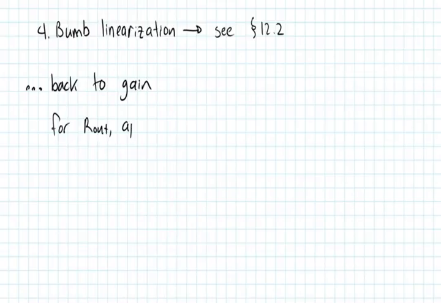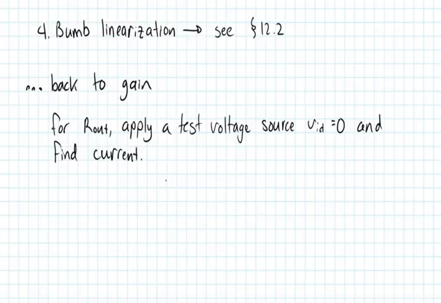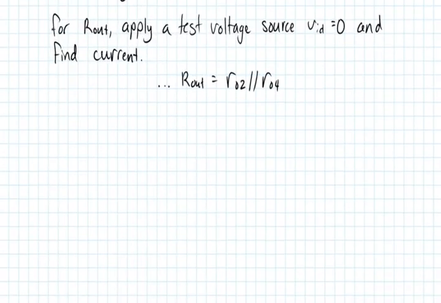Okay, so for our R out, what we need to do is apply a test voltage. We calculate R out in the usual way. We apply a test voltage source when we short the other sources in the circuit to 0 and find the resulting current. Well, it turns out we can go ahead and do that. I'm going to skip the steps. It turns out that it's a fairly simple expression. R out is basically equal to RO2 in parallel with RO4. That's just the output resistances of our two transistors there.